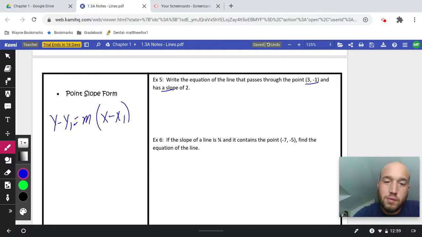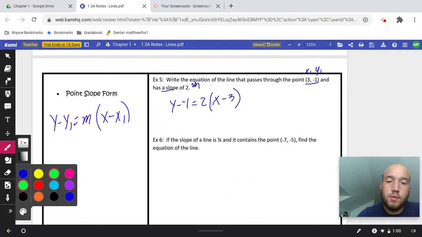So if we think about this, our 2 is our m. This 3 is our x1. This -1 is our y1. So we'll do y minus -1 equals 2 times the quantity, x minus 3. Okay, from here, both of these will be plus, so y plus 1 equals, distribute that 2 in, 2x minus 6. And then we have one more thing to do, minus the 1. And our final answer, y equals 2x minus 7.